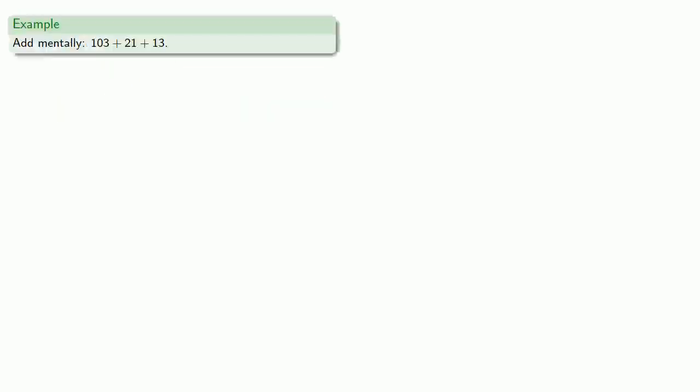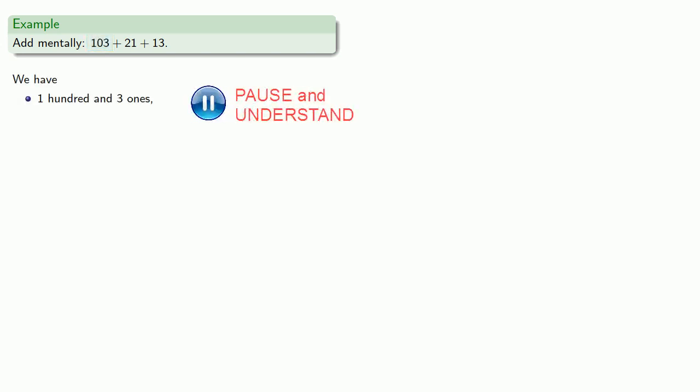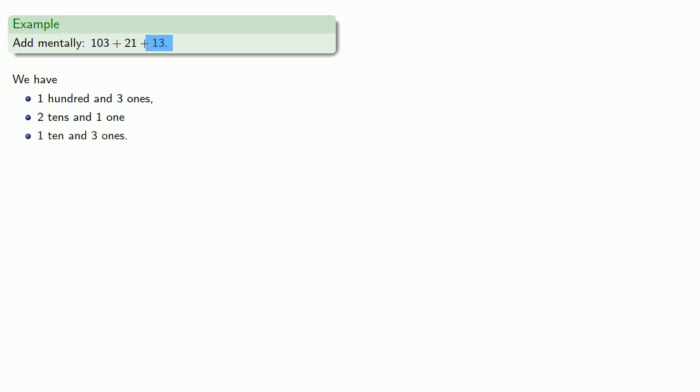So, we might add these numbers mentally. This number is 1 hundred and 3 ones. This number is 2 tens and 1 one. And this number is 1 ten and 3 ones. Arithmetic is bookkeeping. We set that all together, we have 1 hundred, 3 tens, and 7 ones, which we can write this way.